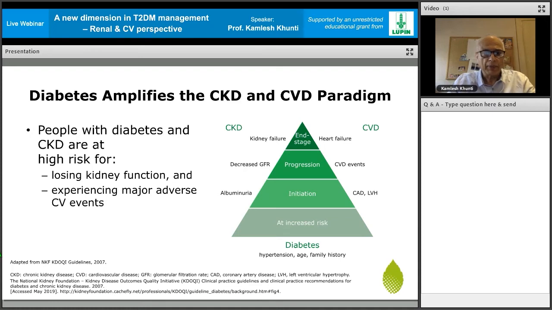So people with diabetes and CKD are at high risk for losing their kidneys and for major cardiovascular events. This is a triangle that sometimes happens in synchrony. In terms of CKD, we get albuminuria, decreased eGFR, and kidney failure, but at the same time you get simultaneous worsening of cardiovascular disease, with cardiac atherosclerotic disease, left ventricular hypertrophy, eventually cardiovascular events, and eventually heart failure. So both of these can be occurring at the same time, independently of each other.